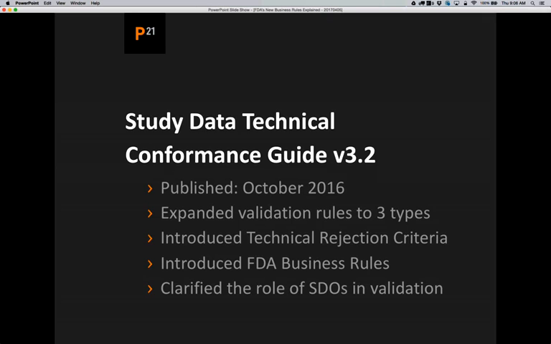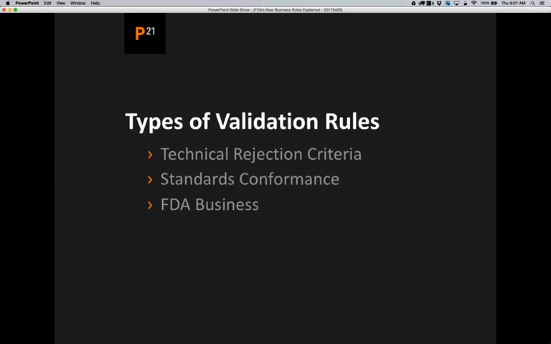Even though they just published the business rules a couple of weeks ago, the concept was actually introduced all the way back in October. And an interesting fact is that they also clarified the role of the standard development organizations in developing validation rules. So let's take a look at the three different types of validation rules that are now part of the technical conformance guide.